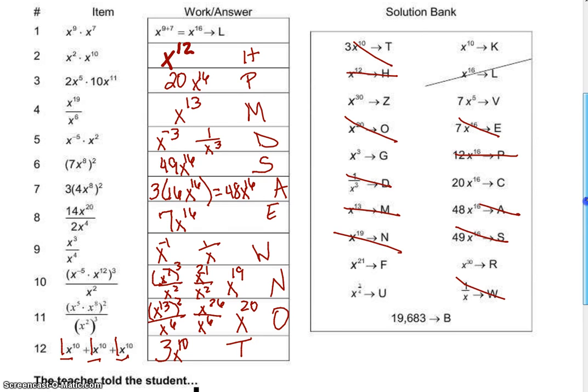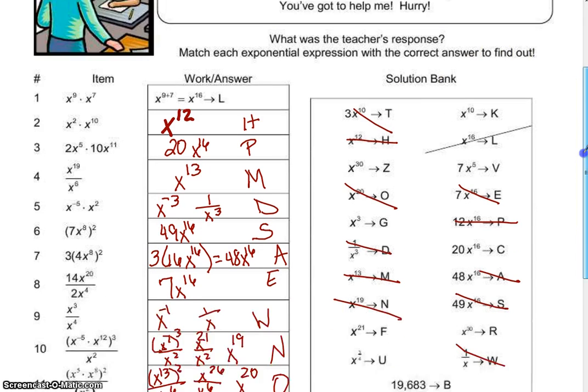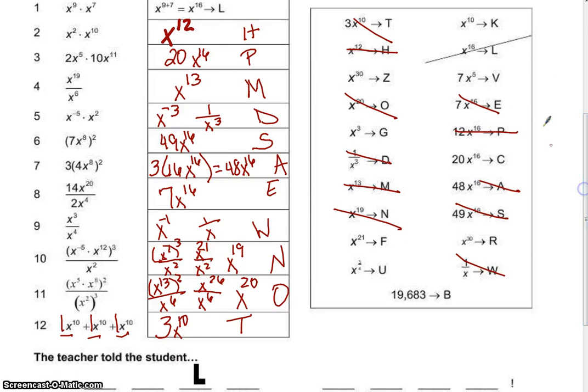So go back up and look at your puzzle. Teacher, please, it's an emergency. Quick, I don't remember how to change the fraction 1/5 into a decimal. You've got to help me. Hurry. So now let's fill in based on what we found.